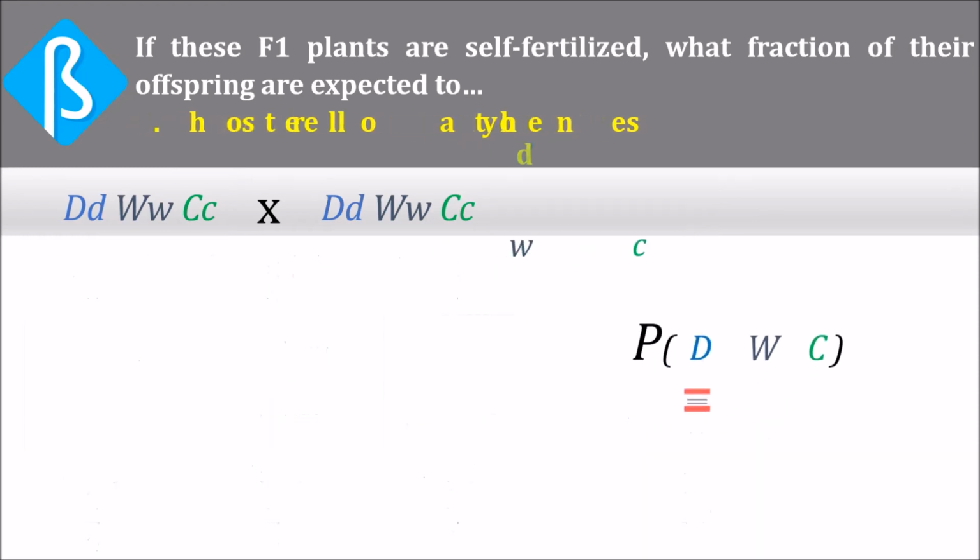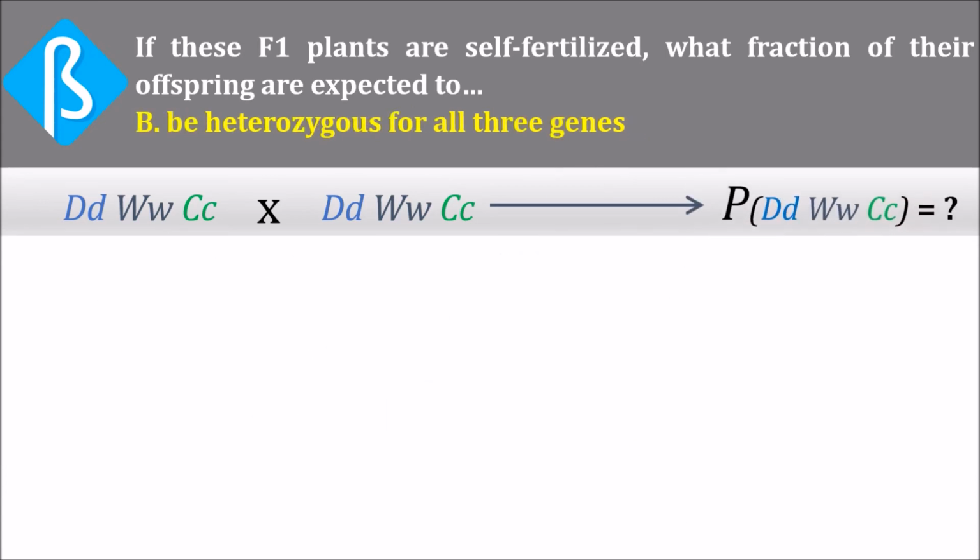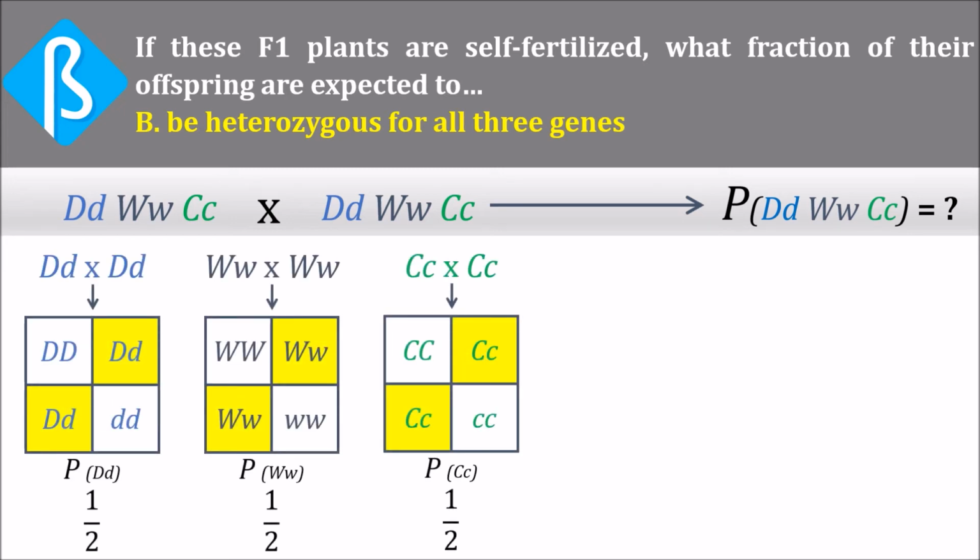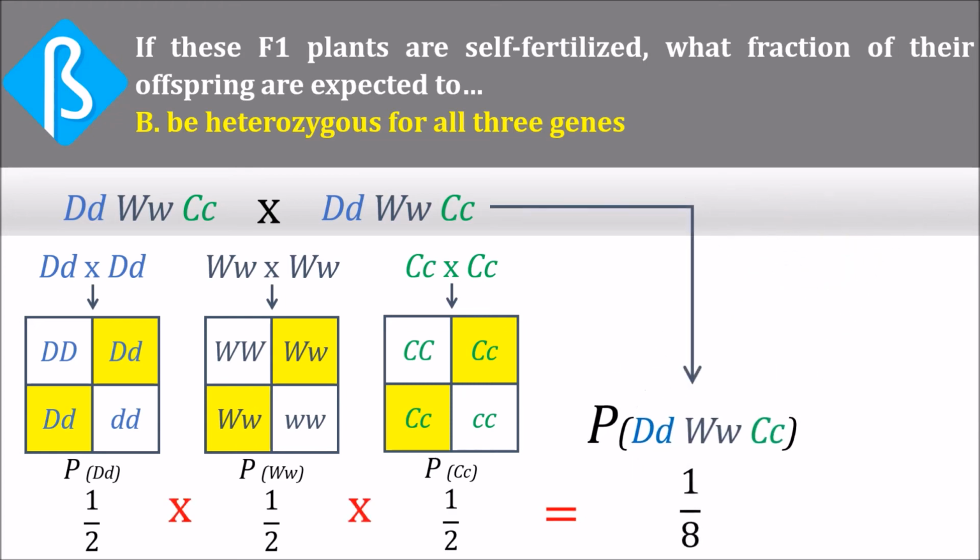Let's go further. The next one is, what is the probability that it will be heterozygous for all three genes? Just like the previous one, focusing on each gene, the probability of heterozygous gene will be 1 by 2. Here also the genes assort independently, so the multiplication rule would be applied, giving the final answer of 1 by 8. Was that easy? Let's look at the next question.